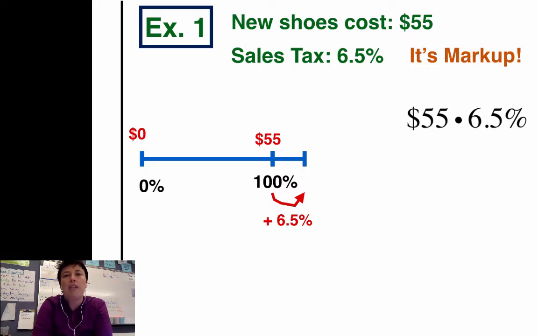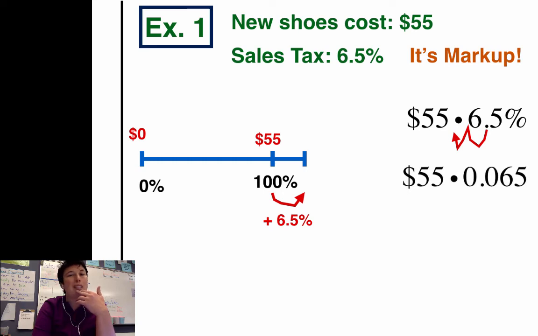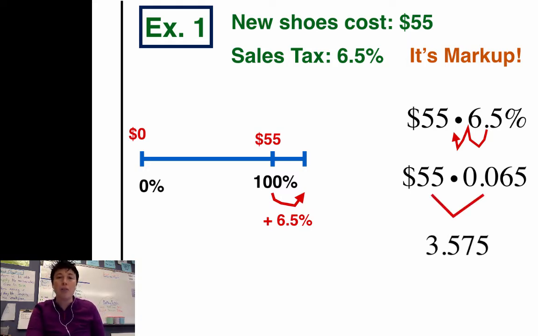Well, what is $55 times 6.5% basically? We're going to move the decimal point, scoot it over 2 spots, and make it a decimal, 0.065. And we're going to take $55 and times it by 0.065. And again, grab a calculator. This is what you would do in the store. You'd quickly pull out your cell phone calculator and do $55 times 0.065. And when you multiply that, then you'll know how much extra you're paying.